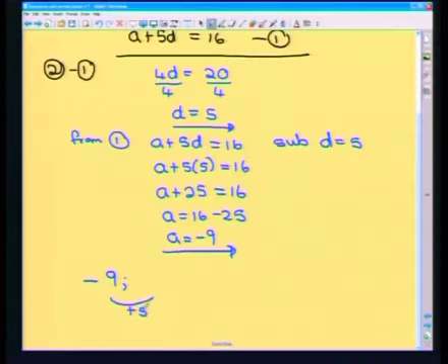So if the first term is minus 9, how do I get to the next one? Well, if it's arithmetic, I add 5. So the next term will be minus 4. To get to the next one, I'd add 5 again, so it would be 1. And if I wanted to just be sure for one more, add on another 5, giving me 6. And that would be adequate to show them I knew how to find this particular sequence.